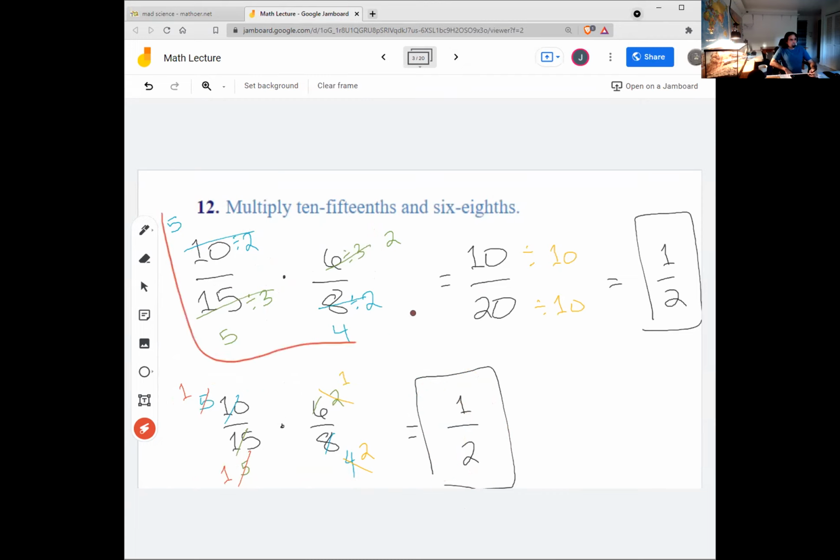They will do something more like this, where let's do a little bit of canceling. And then when it looks easy, I multiply. And then I do any reducing I still need to do, and then I get my answer.